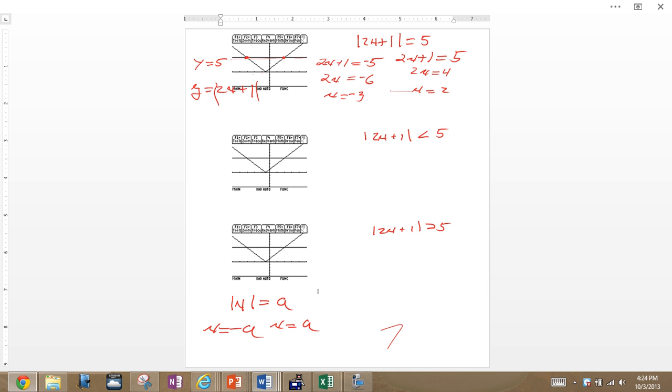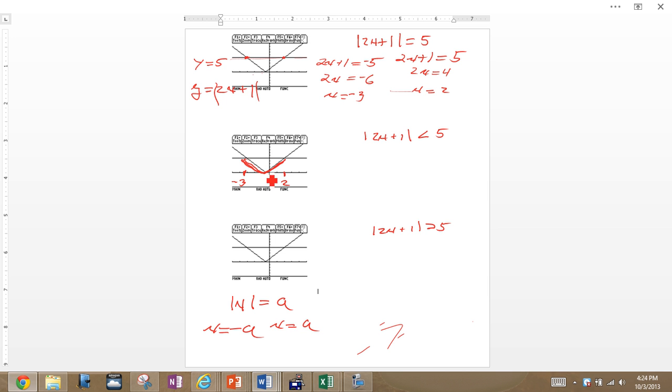Okay? Now, let's look at this. Again, here's my two graphs. The absolute value of 2x plus 1, the V shape, and y equals 5. I want to know when is the V shape underneath? When is it less than the value of 5? Well, again, we know when it's equal, it's right there at negative 3. We know when it's over here, it's equal to 2.